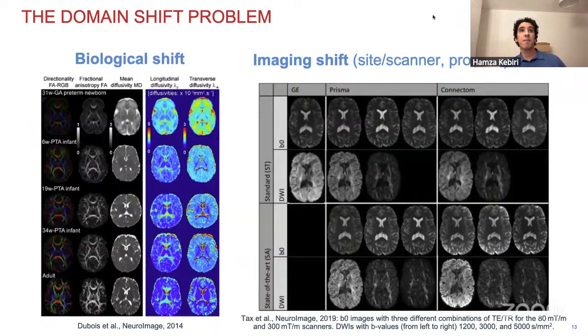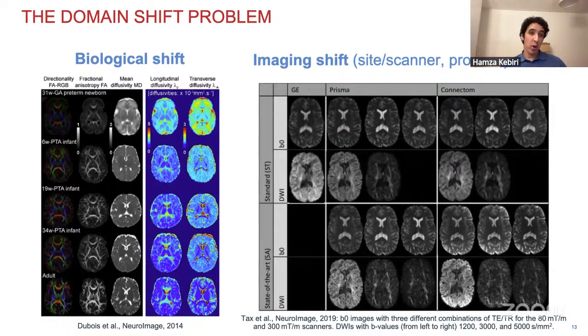But actually this problem of domain shift is very prominent in machine learning. It's also called distributional shift in some other fields. Basically it's when your training set is too different from your evaluation or testing set. And in this case, for developing brains, the problem is even more prominent. For instance, we see that the brain changes very much at the beginning of life, as we've seen before in the first slide.